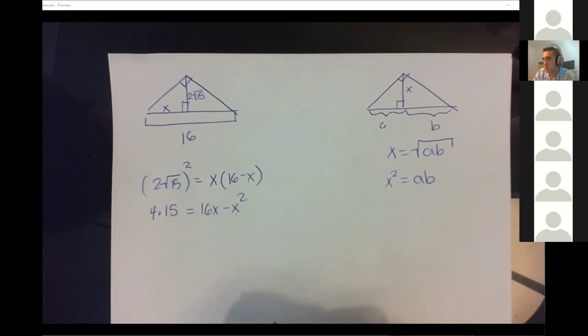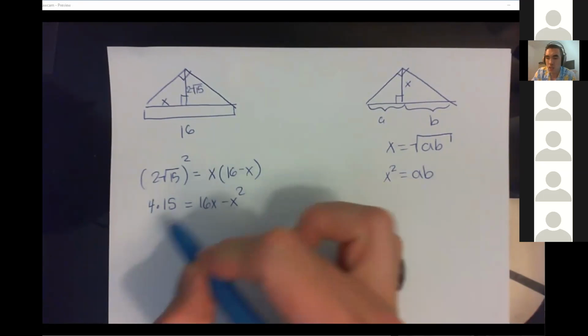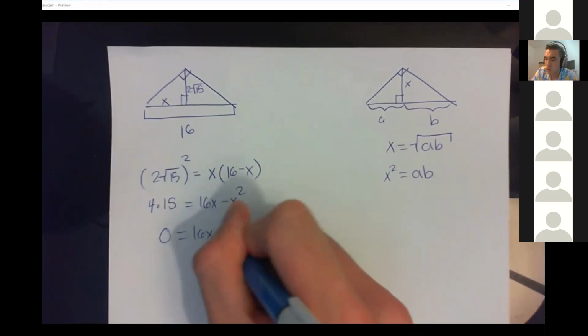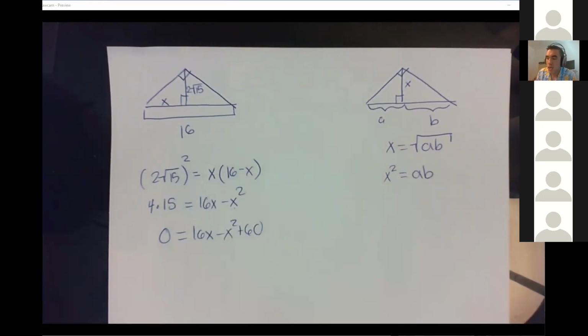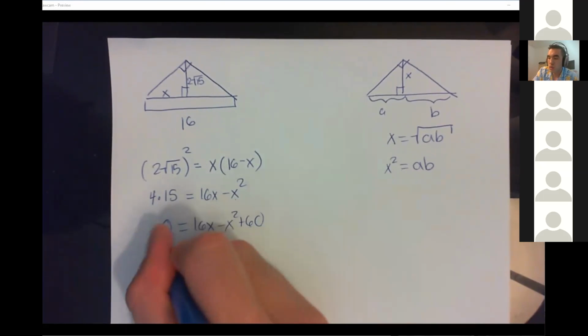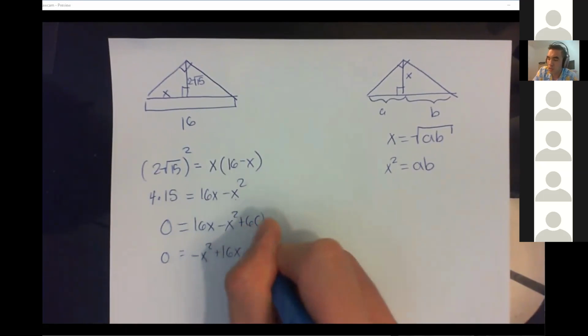Opposite side always has to be 0. We need to try and rewrite that quadratic such that it is equal to 0. That's the only thing that lets us solve the quadratic equation. And so I'm going to subtract this to the other side. This is 60. So 0 is going to be equal to 16x minus x squared plus 60. And now I'm going to rewrite it in descending order as is traditional. 0 is equal to negative x squared plus 16x minus 60.